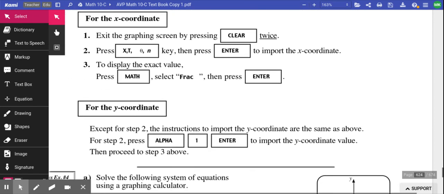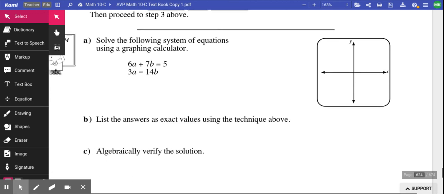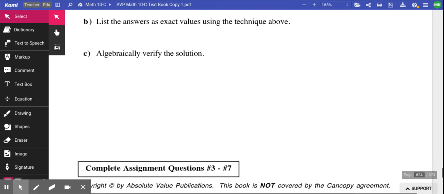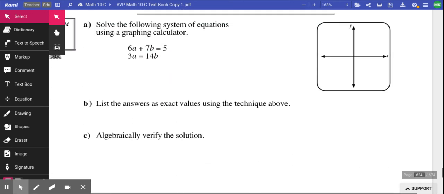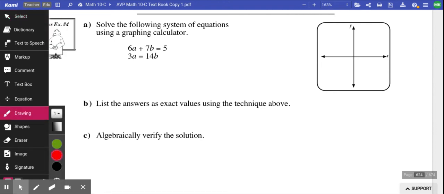Awesome. Down here is instructions for if you want to convert decimals into fractions. You don't need to worry about that too much. We're going to do this last question right here, and then we're going to be done for the day. It says, solve the system of equations using a graphing calculator. This system uses the letters A and B instead of X and Y, which means your calculator can't do it because it doesn't know what A's and B's are.